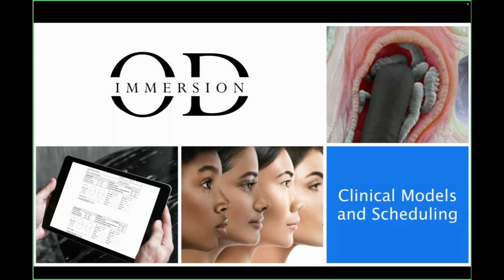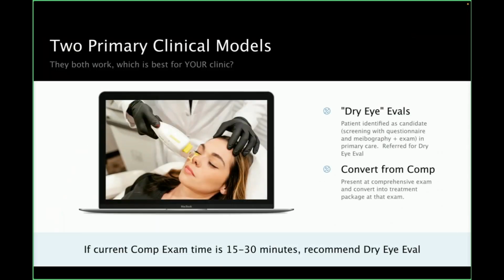And let's look at some clinical models and scheduling. Two main clinical models. There are, much like you would do for a glaucoma suspect patient. You do a comprehensive exam, you identify this patient as a glaucoma suspect. What are you going to do? You're going to bring them back for OCT and visual field and what other testing that you may want to do.